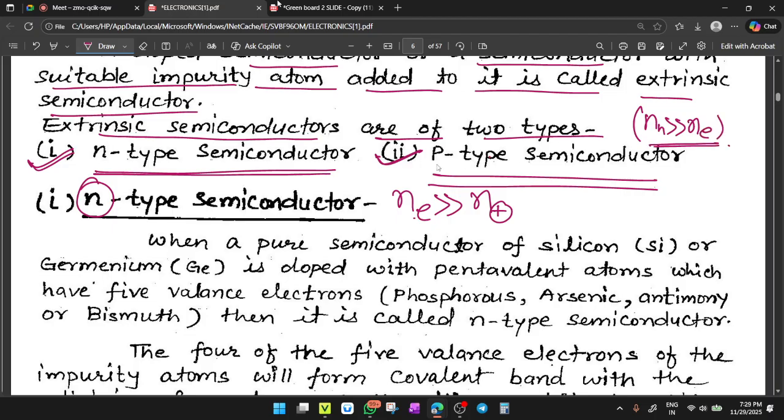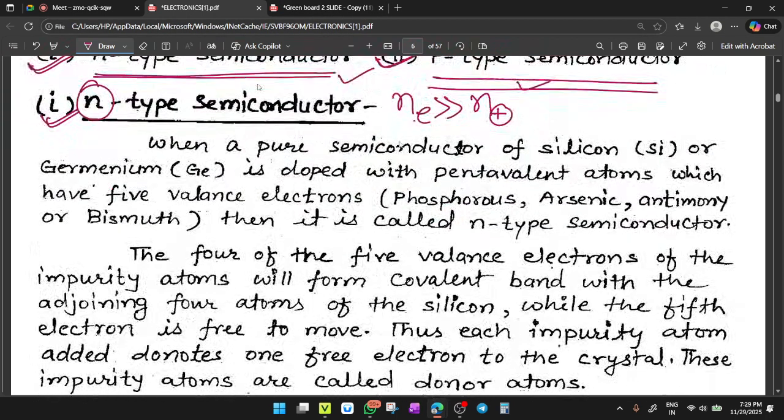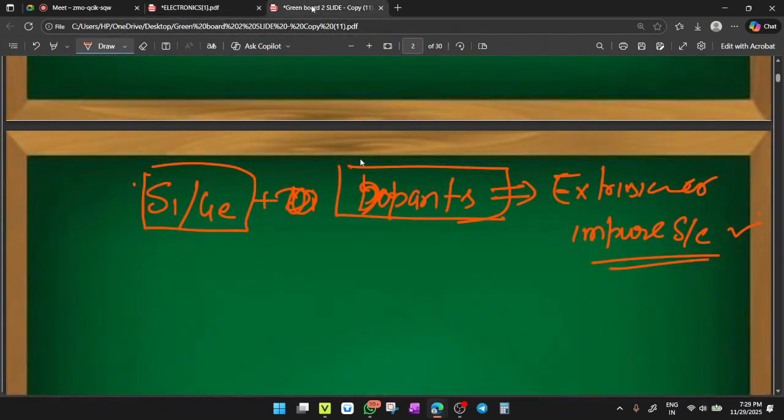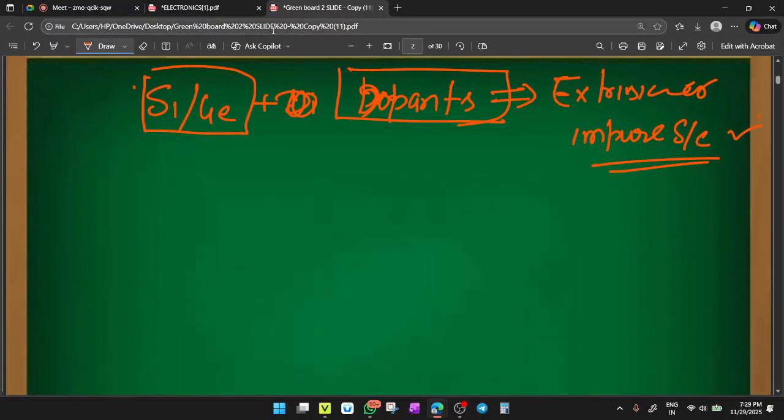Holes will be greater than electrons. So there are two types of semiconductor, N-type and P-type. First, it is the N-type semiconductor. Listen, in which way can we make the N-type semiconductor?